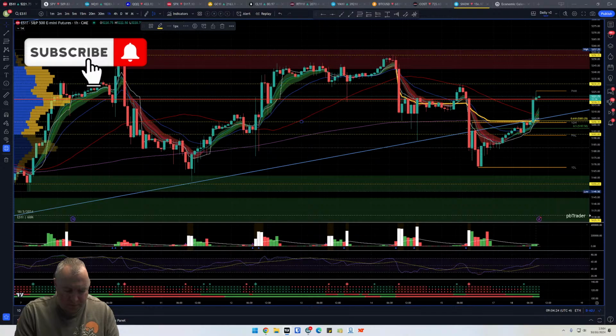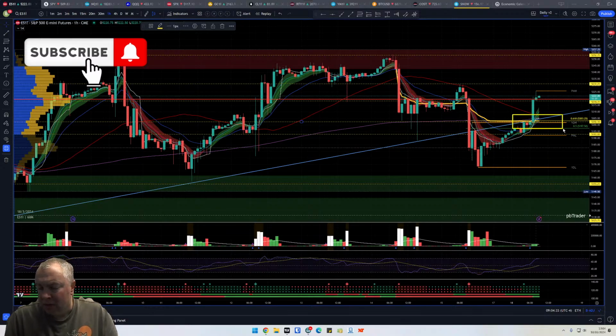5202. So that's my first area I'm looking for a bounce today. I really want to see it pull down and bounce in that area.